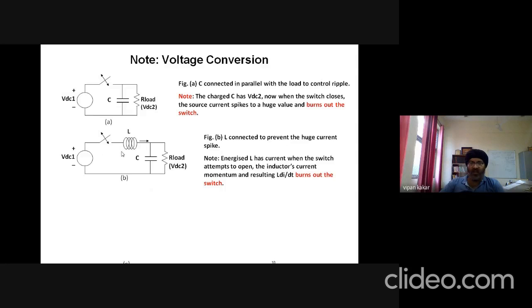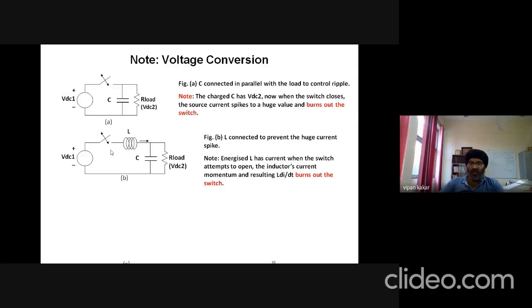So it can save the switch from instantaneous current spike, as it was seen in that previous case, because inductor opposes the immediate flow of current. So that current spike can be opposed by the inductor. So all these current spikes are normally filtered by this inductor because it opposes it. If it opposes it, it can throw these current spikes out. So we can save this switch.